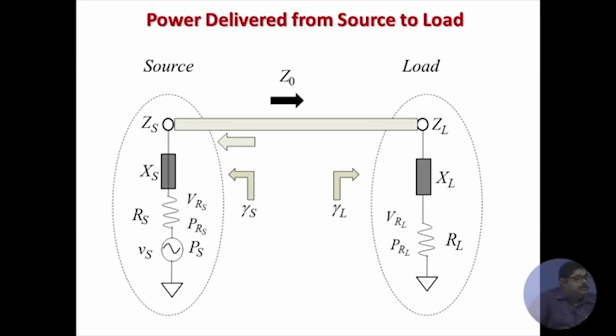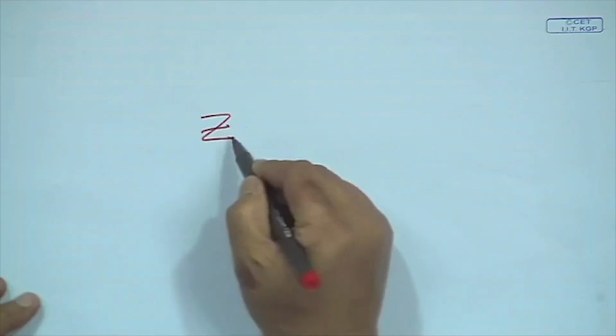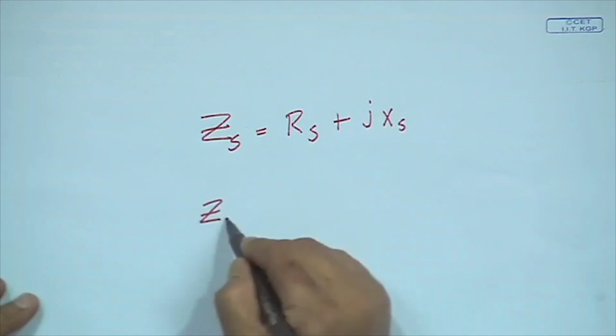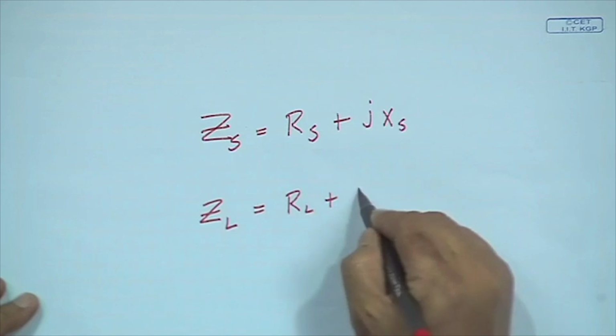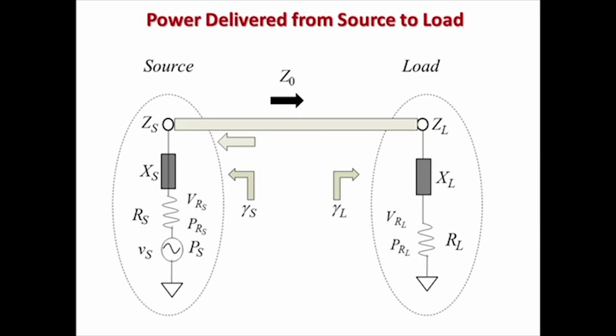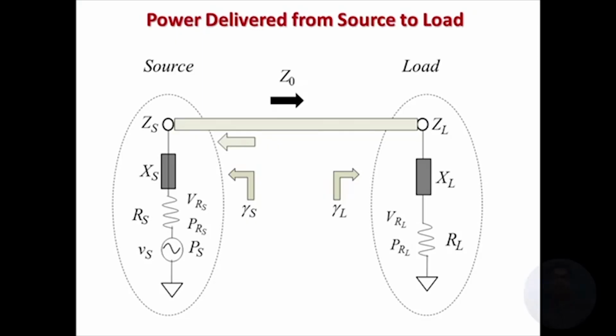Now, ZS consists of two parts, one is the real part, that is RS, and another is the reactive part, that is XS. So, we can always write that ZS is equal to RS plus jXS. Similarly, in the load side we have RL plus jXL, and across the resistance RS there will be a voltage drop, we are calling that VRS. In that resistance there is a power dissipated, that we are calling PRS. The voltage source is delivering a power PS, out of that PRS is getting dissipated in the RS.